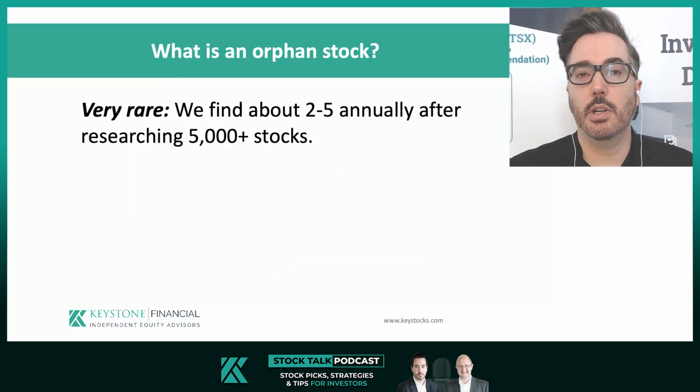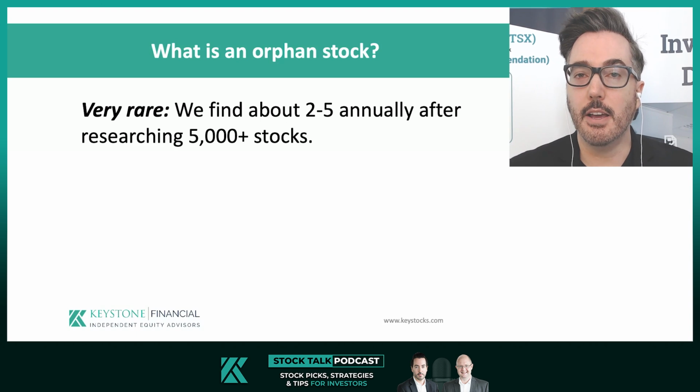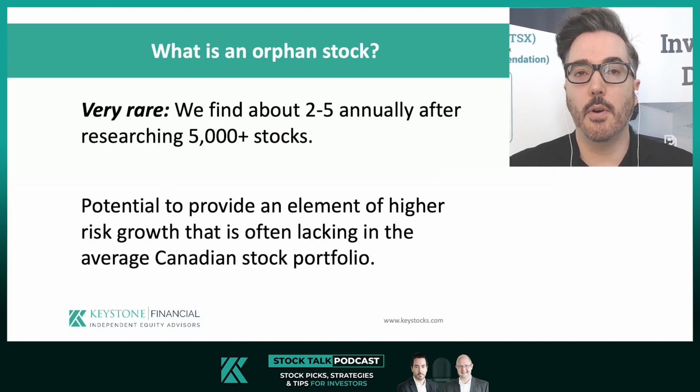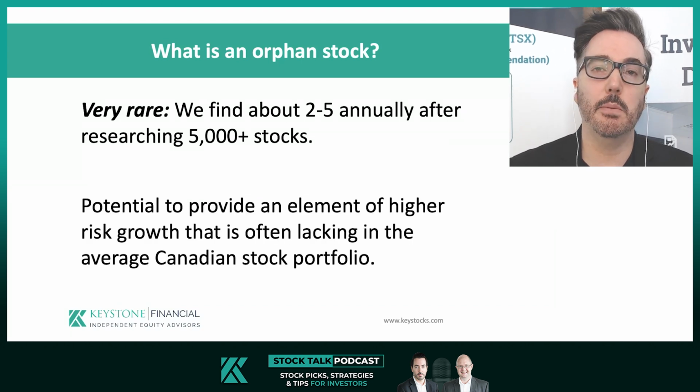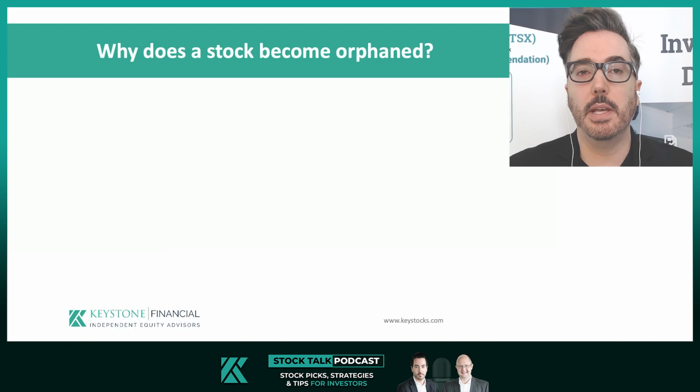So again, continuing on, what is an orphan stock? Well, these are extremely rare. We find about 2 to 5 annually after researching 5,000 plus stocks. In theory, the markets are all about efficiency, so a stock trading at, say, a 50% discount to its intrinsic value is definitely an anomaly. That is what we are trying to identify here. Orphan stocks have the potential to provide an element of higher risk growth that can be lacking in the average Canadian stock portfolio. So why does a stock become orphaned?